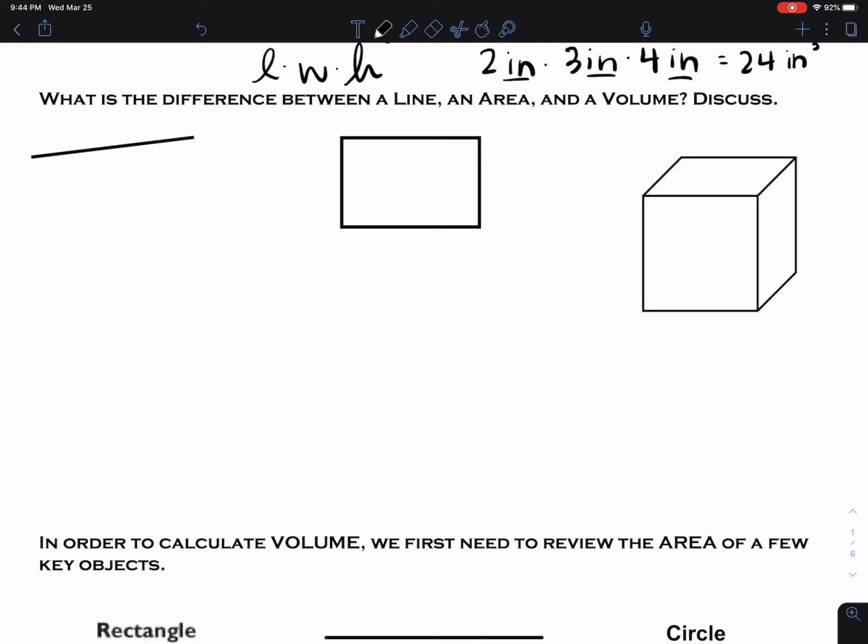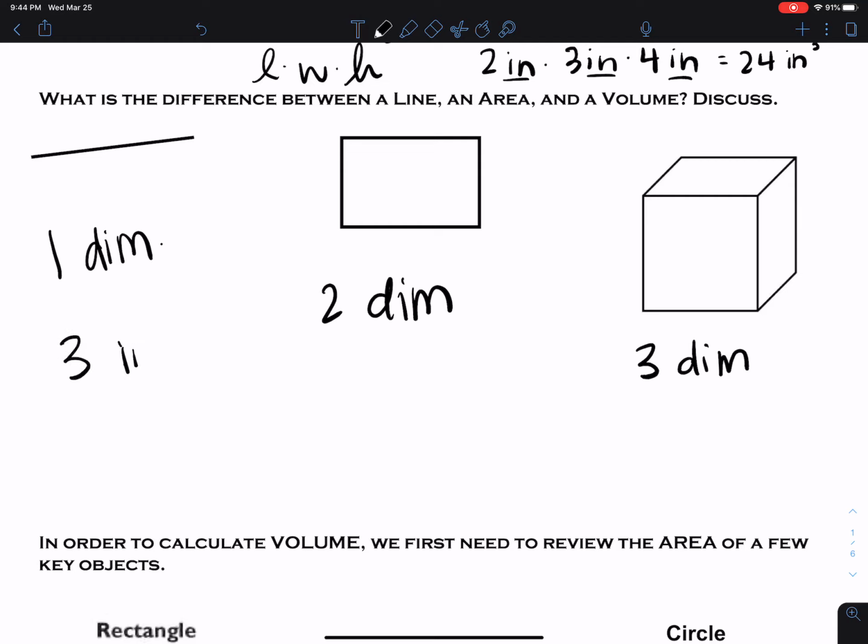So, what is the difference between a line, an area, and a volume? I want you to pause this, think about it, and then come back. So, the difference between a line, area, and volume is that this is one-dimensional, an area is two-dimensional, and a volume is three-dimensional, just like we just talked about. So this could be like 3 inches. Area could be like 12 inches squared because it's length times width. Volume would be like 24 inches cubed. So that's the difference between a line, an area, and a volume.